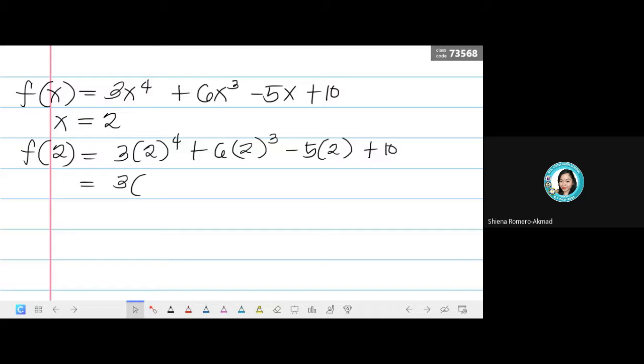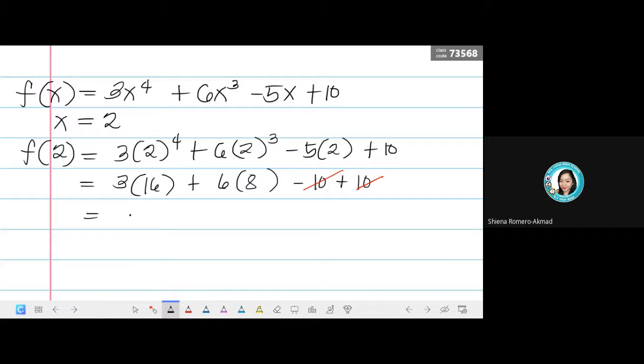Ano tayo dito? 16. Yes, the answer here is 16. How about 2 cubed? This is, of course, 8 minus 10 plus 10. So ito, cancel na natin to. 0 na yun eh.